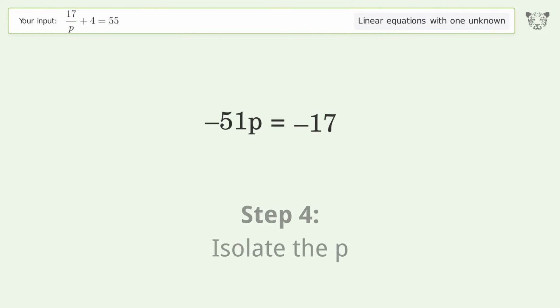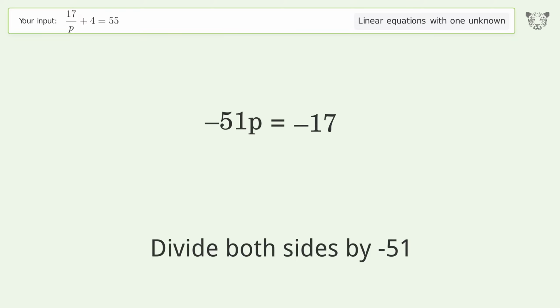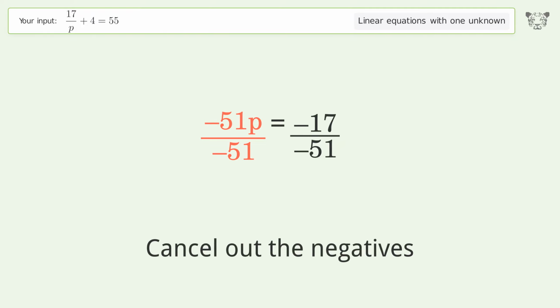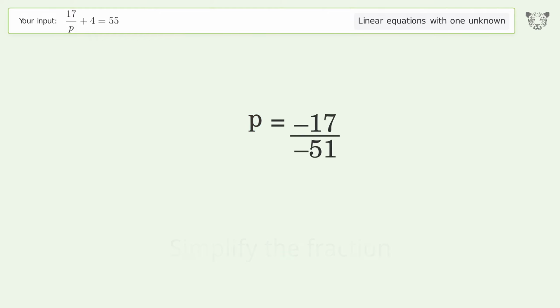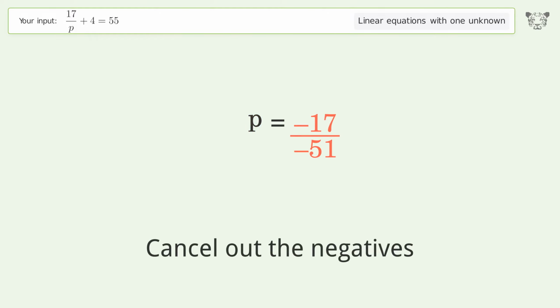Isolate the p. Divide both sides by -51. Cancel out the negatives. Simplify the fraction. Cancel out the negatives.